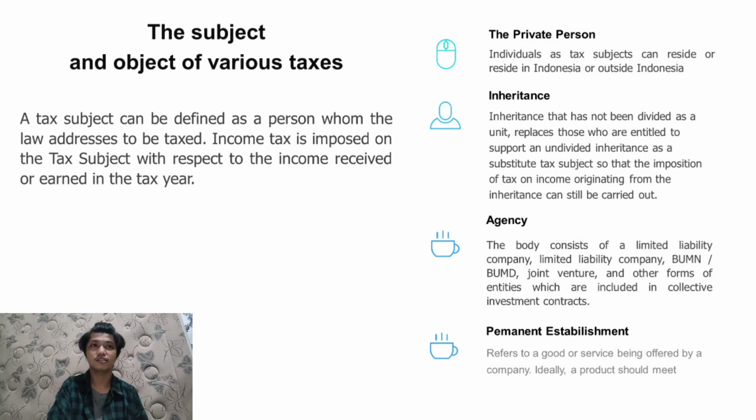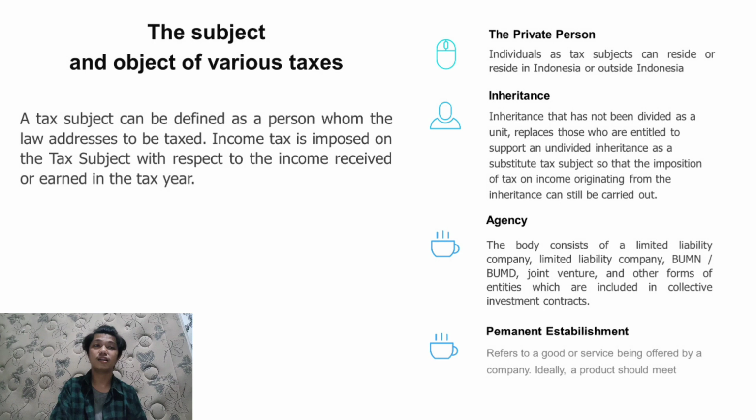Number 2 is inheritance. Inheritance that has not been divided serves as a unit replacing those who are entitled to it, and undivided inheritance acts as a substitute tax subject, so that the imposition of tax on income originating from the inheritance can still be carried out. Number 3 is agency. The body consists of a limited liability company, BUMN or BUMD, joint venture, and other firms or entities.